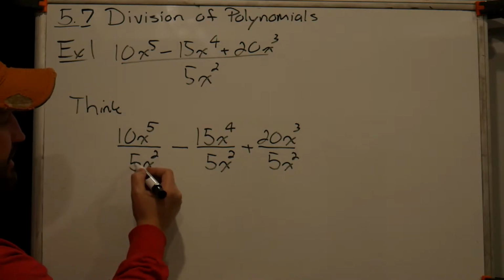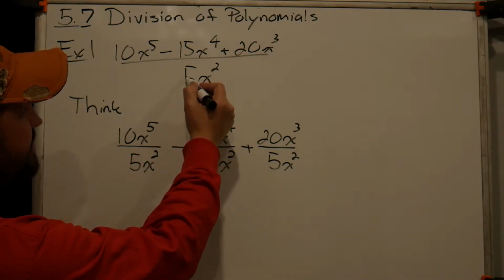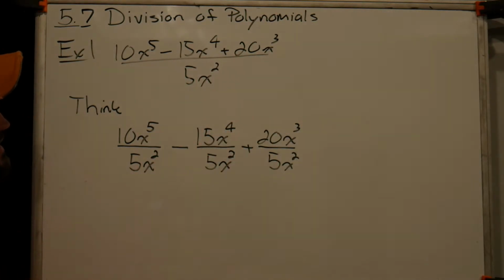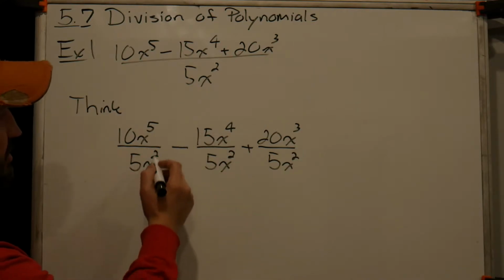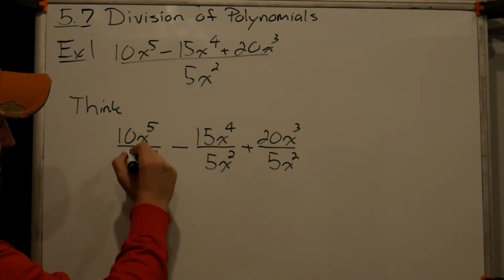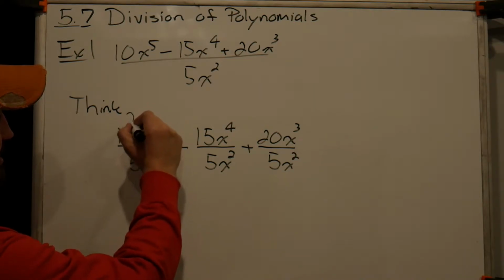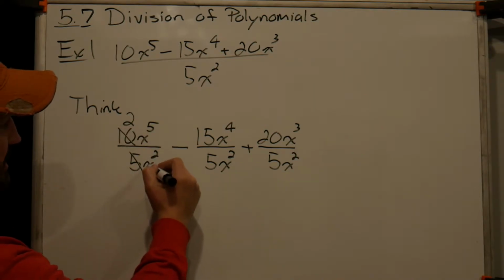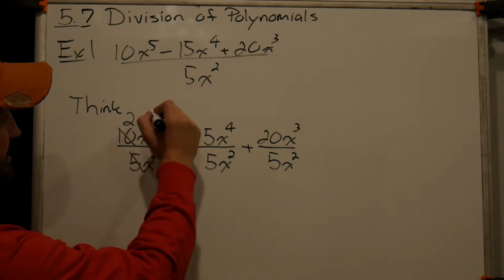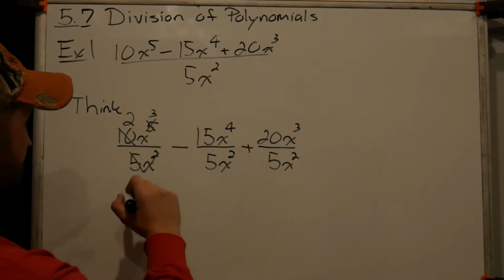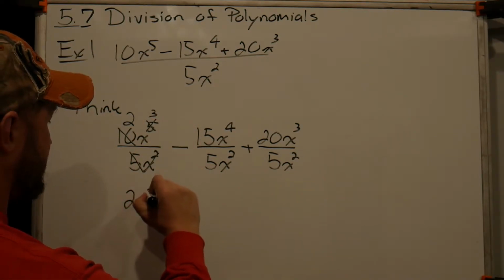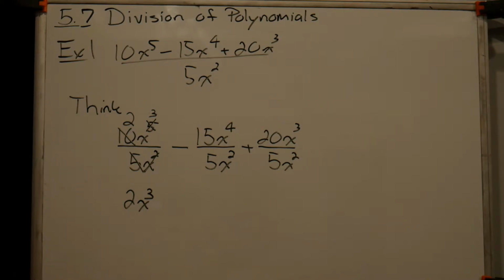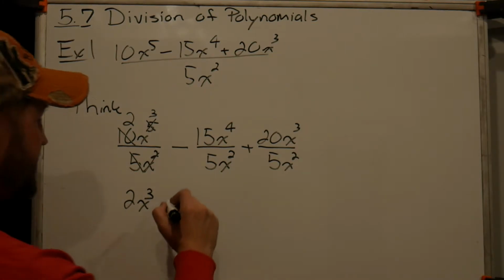For division, this 5 can go into any of these because we can split it apart. So we'll think of this piece first. My 5 goes into my 10 twice. X squared goes into x to the 5th, and it leaves me with x cubed. That means this first piece divides evenly. My denominator is gone in that first piece. 2x cubed is what's left.